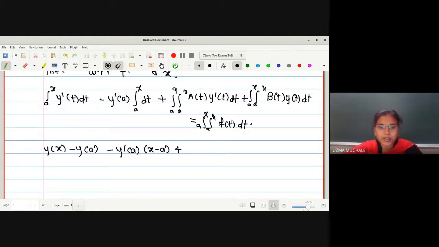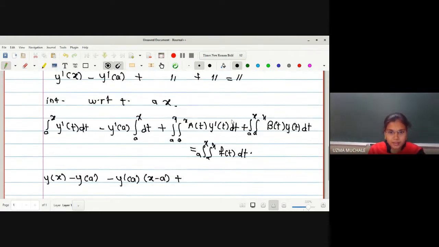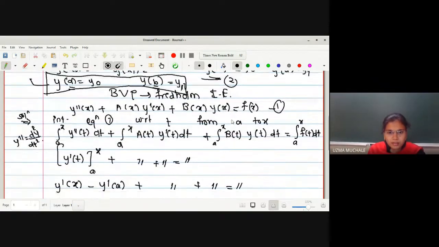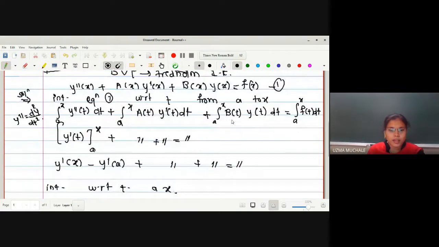But actually, there is some mistake we have made. Wait. Yeah. Actually, here also we can solve the integration now. A of t y dash of t dt. As it is a y dash, we can use the u into v rule, keeping this term as a constant. Okay. So let me do this.